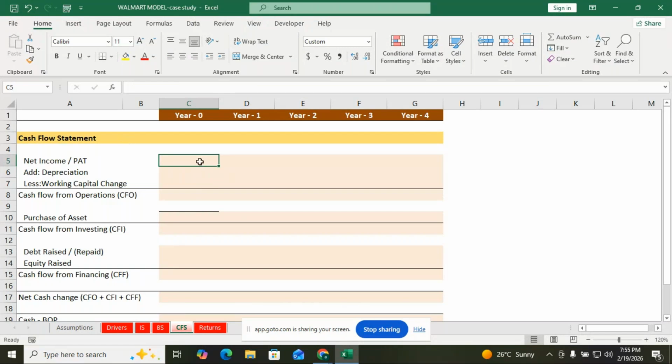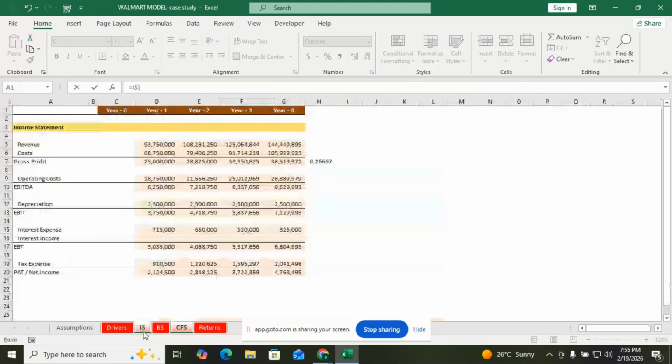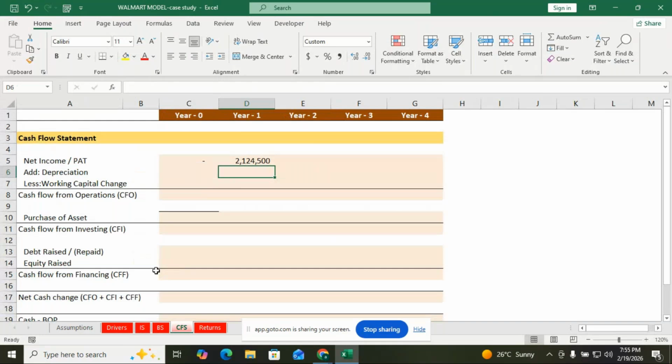Now for year 0, we don't have any PAT, so it will be equal to 0. From year 1 onwards, enter your PAT, which you already got in your income statement. Equals to, go to your income statement, PAT for year 1. And for the rest of the years, just drag it. First observe, then take your time and finish it up.